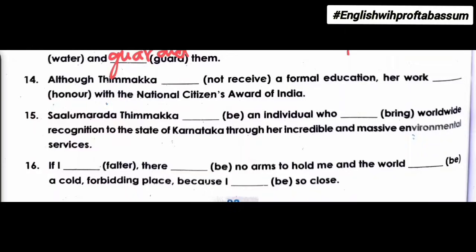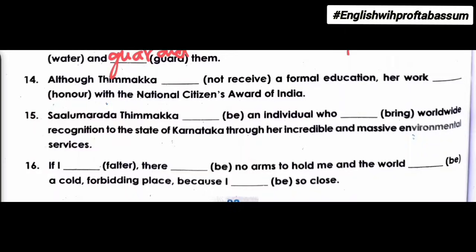Next question. Although Timmakka dash a formal education, her work dash with the National Citizens Award of India. The first blank is a past fact. So we use simple past tense but in negative, because in the bracket the word given is not receive. So the rule is did not plus base form of the verb. So did not receive.